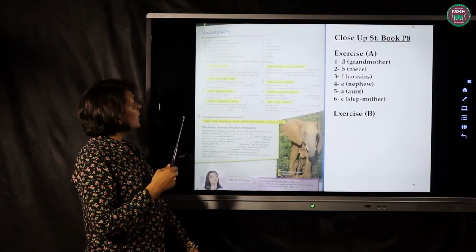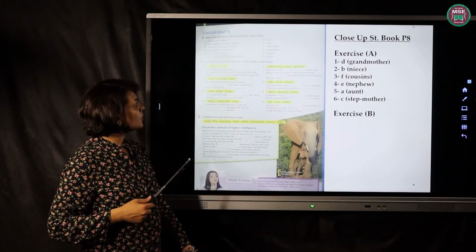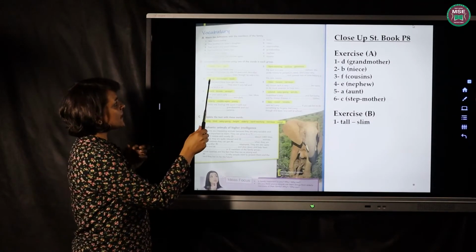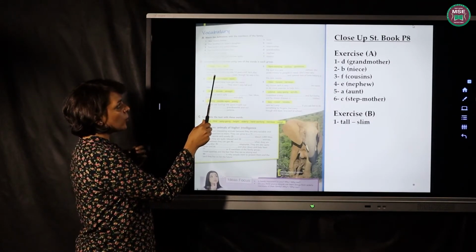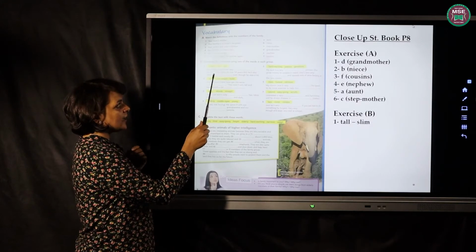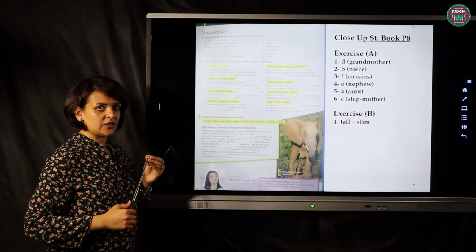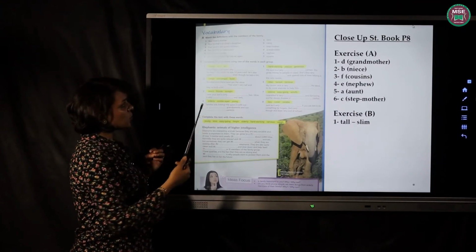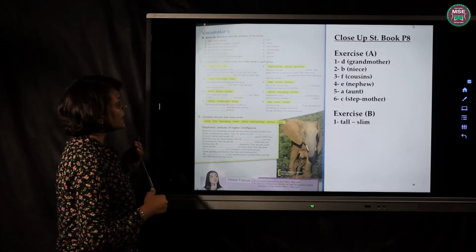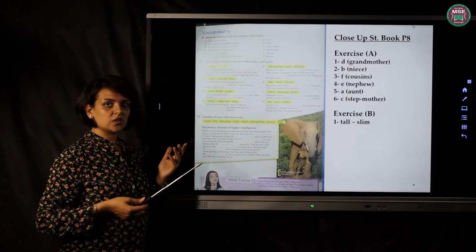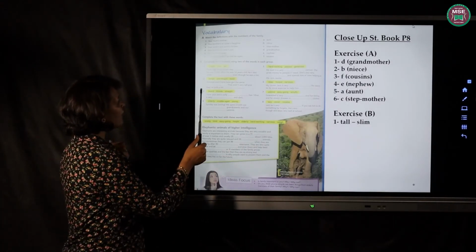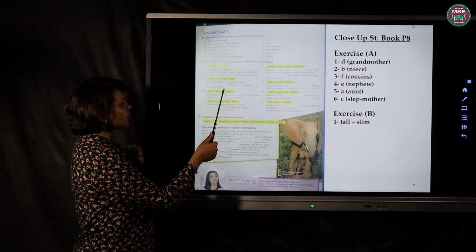Okay, the first one, Peter has always been very tall, of course, because he says he was 1.98 meters when he was 14. He has also quite what? Even though he eats a lot, he's always quite slim.